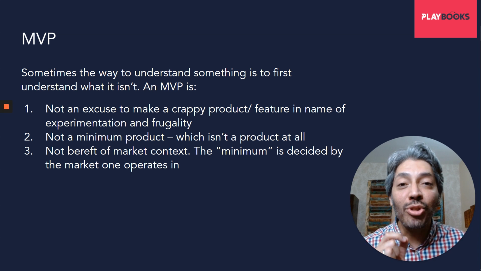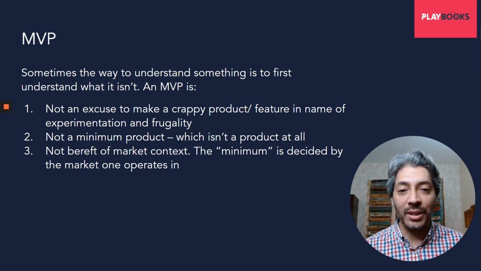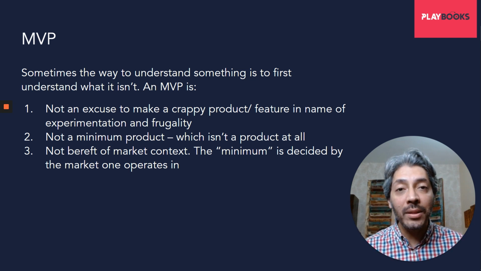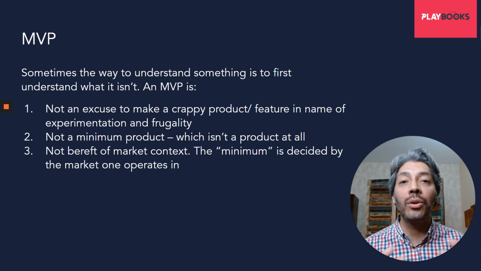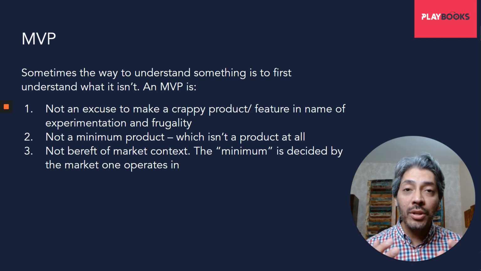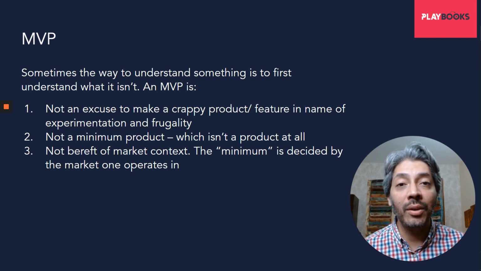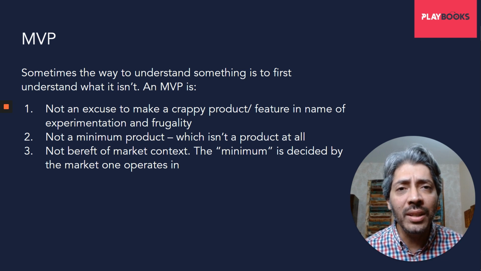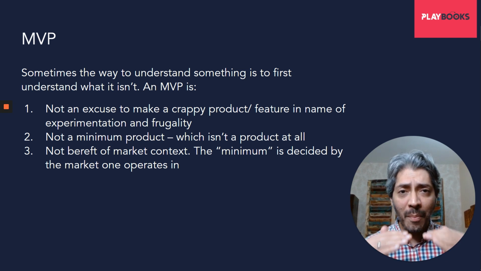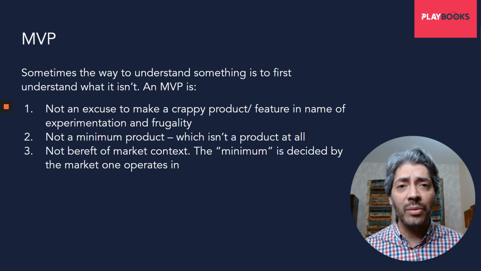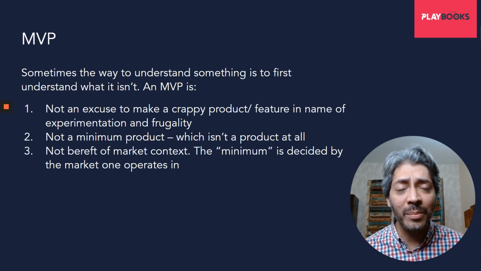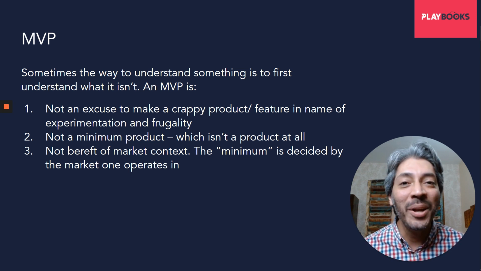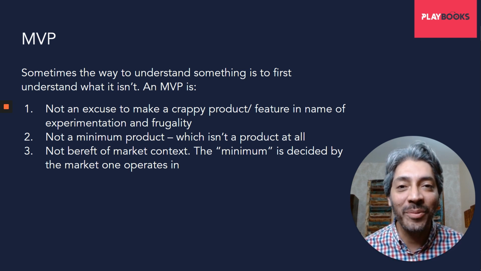An MVP is not bereft of market context, right? So the minimum, your threshold, is decided by the market you operate in. It's decided by the competition that you have. Now imagine if you were Tesla and you were building electric cars for the first time. You're not going to build an electric car with wooden seats, would you? Your minimum is decided by the competition, which are cars with internal combustion engines and good, luxurious cars, which have comfortable seating. So you're not going to build a car which doesn't have comfortable seating.